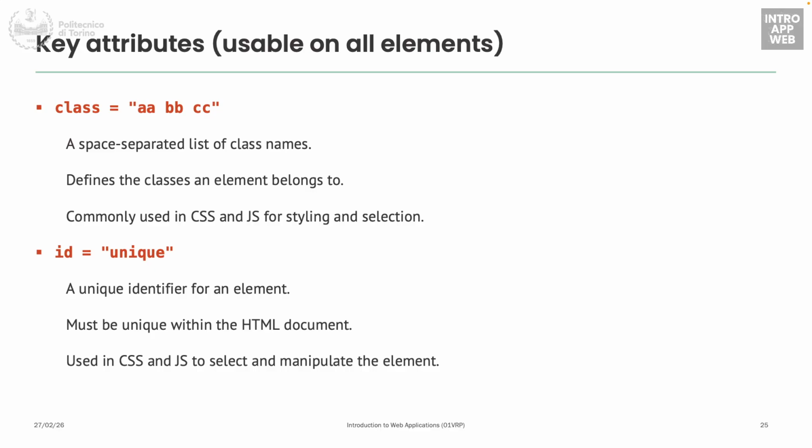Why is the ID useful? Because it helps us to, in a very accurate way, point to a specific element. Not many elements, but a single element within the page. So it is a unique identifier for an element. It must be unique within the HTML. And it is used the same in CSS and in JavaScript to select and manipulate the element. Not the elements, but the element, okay?